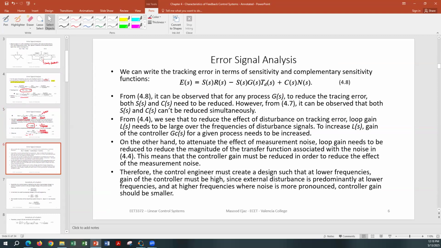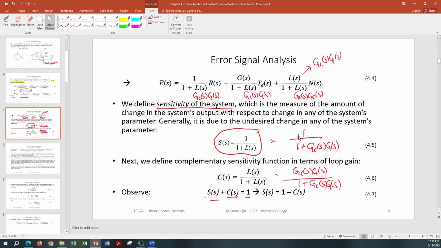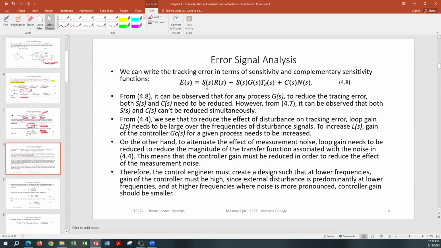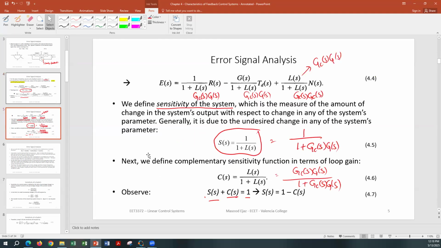And using all those terms, we can write down the expression for the tracking error to be sensitivity of the system times R(s), 1 over 1 plus Gc(s)G(s), that's the sensitivity of the system. So error is sensitivity of the system times R(s) minus sensitivity of the system times G(s) Td(s), G(s) over 1 plus Gc(s)G(s). This is the sensitivity of the system, 1 over 1 plus Gc(s)G(s), so sensitivity times G(s) times Td(s). Right here, this one.